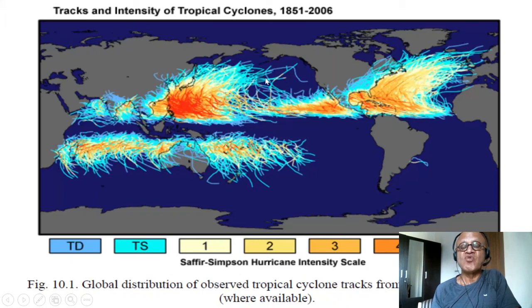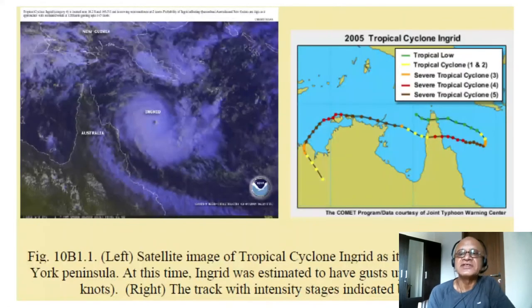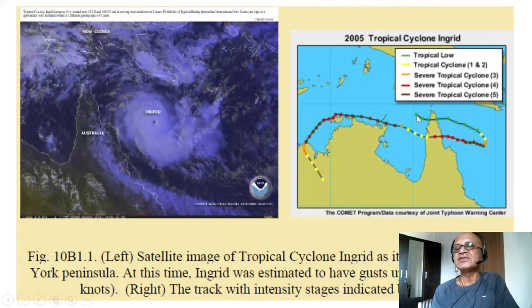So energy is being moved by the climate system, weather system, and tropical cyclones are argued to be part of that system as well. Okay, here is an example of the 2005 tropical cyclone Ingrid, and you can see it started as a tropical low, moves towards the east, and then recurves and goes back, changing its categories multiple times, and finally making landfall over here as a tropical cyclone in category 1 and 2, and dissipates.